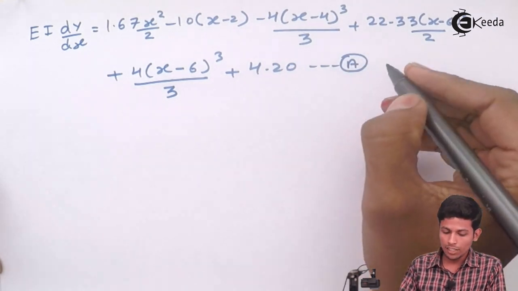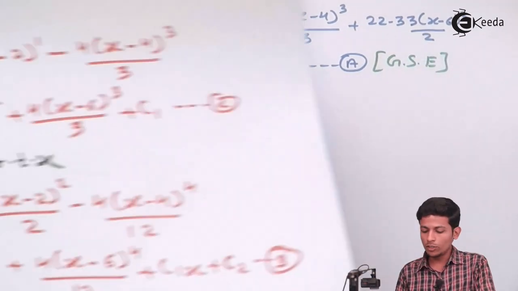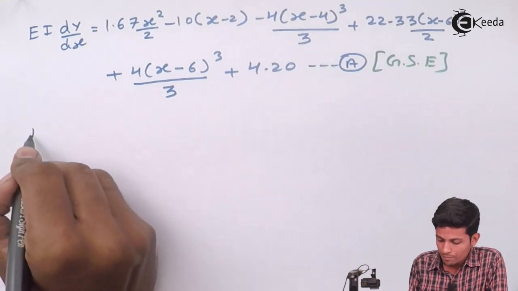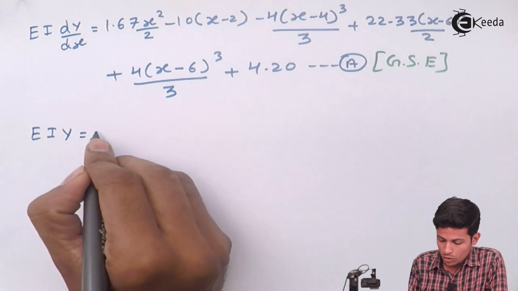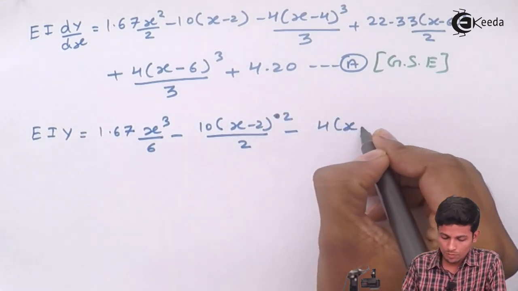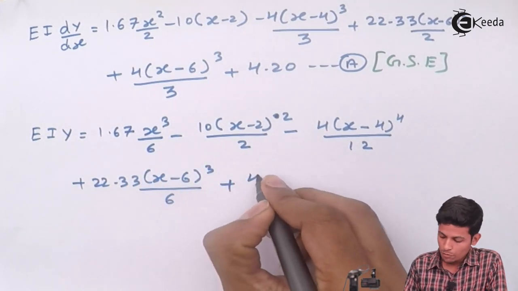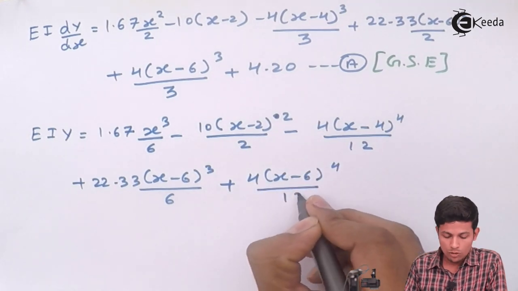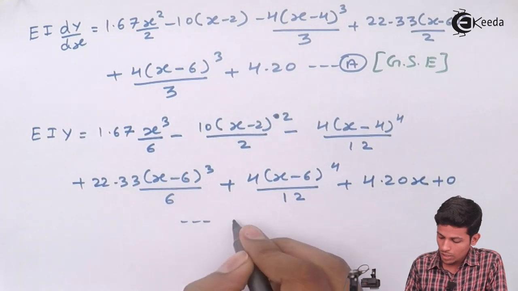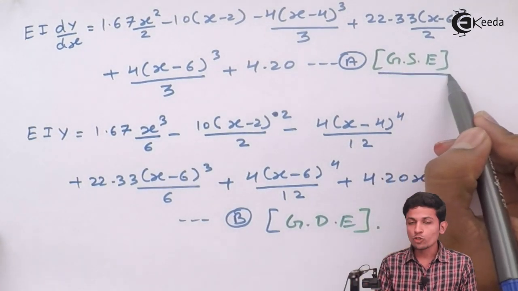This is our A. A is nothing but the general slope equation. I am writing directly, you can see over here, these all are the same. After that put in equation 3. Equation 3 will be EI y is equal to ... plus 4 into x minus 6 raised to 4 upon 12 plus 4.20 into x plus 0. This is equation B, nothing but the general deflection equation. Now we got the general slope equation and the general deflection equation.